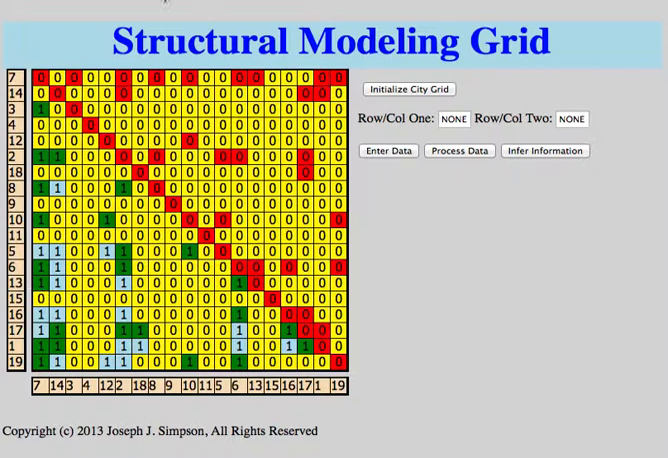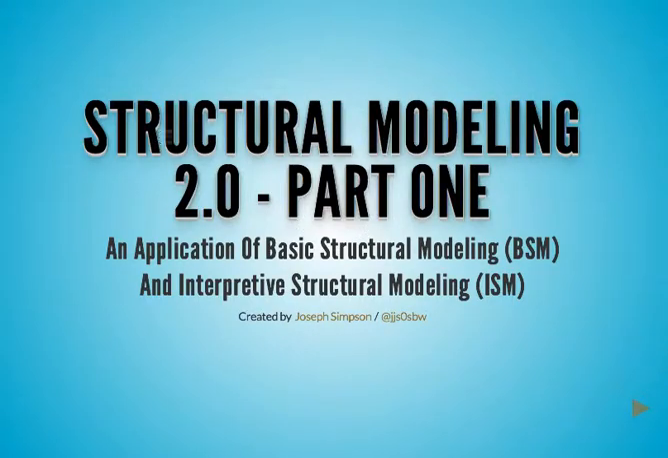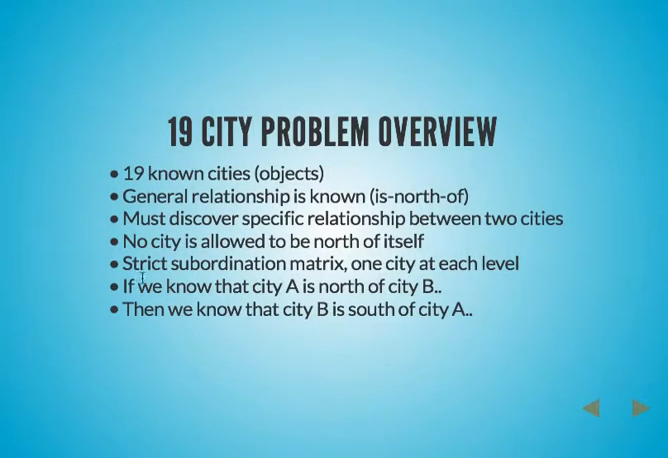But as you can tell, what we've done is gone through, in this particular case with the structural modeling 2.0 part 1, and looked at the 19 cities. We knew those are objects. We've done the general relationship, which is north of. We went through with the discovering, using empirical data, collecting information to find out the relationships, but then also using logic to infer additional data.